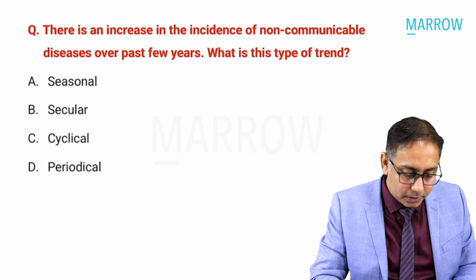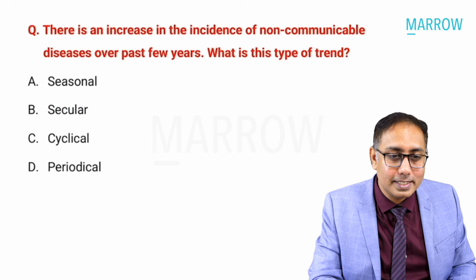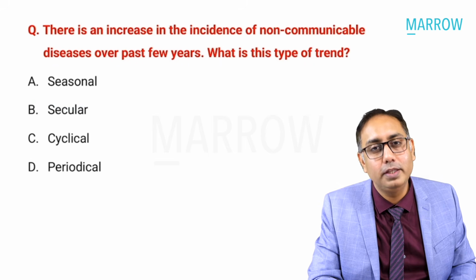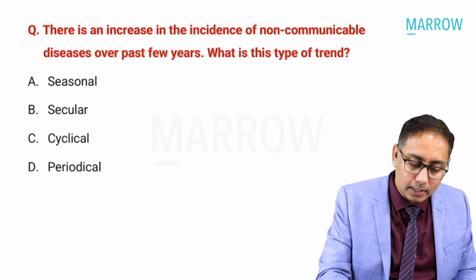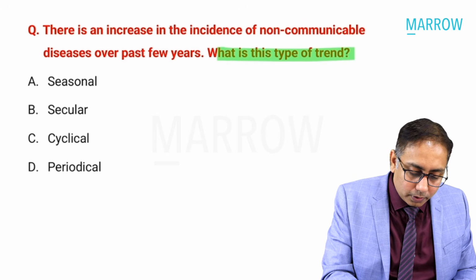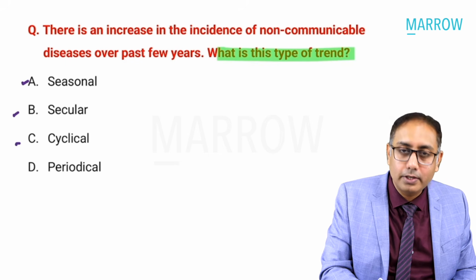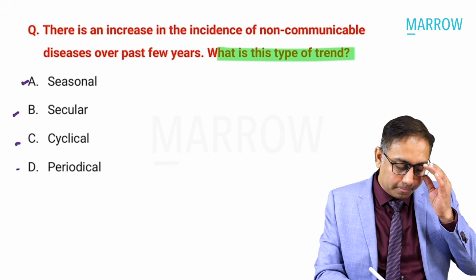Coming to the next MCQ: there is an increase in the incidence of non-communicable diseases over the past few years. What is this type of trend? So there is something called a seasonal trend. Then there is a secular trend, cyclical trend, or periodical trend.